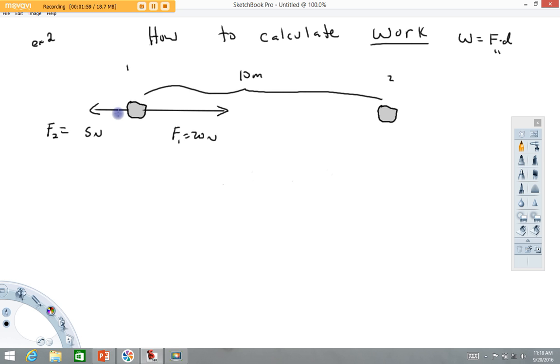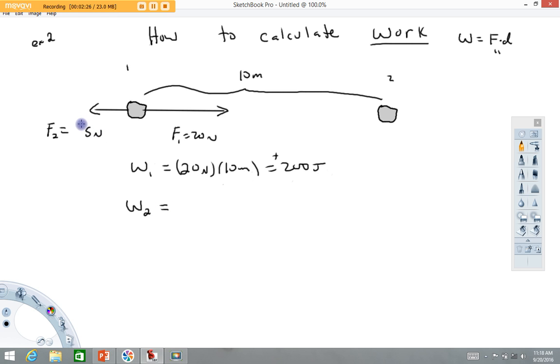Now what I'm going to do is calculate these individually. So the work done by F1, I'll just put a 1 here for the force produced by F1, is the same as it was in the previous example, 20 newtons times 10 meters, which is 200 Newton meters or 200 joules. And again, that work term is positive because the force is in the direction of motion.